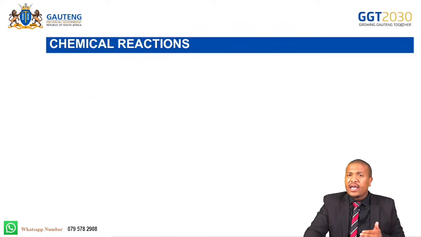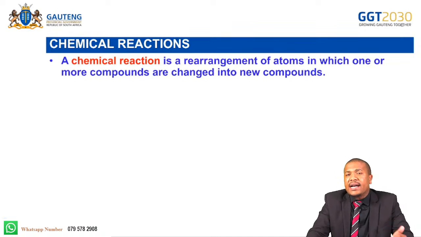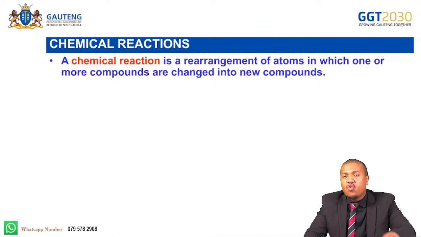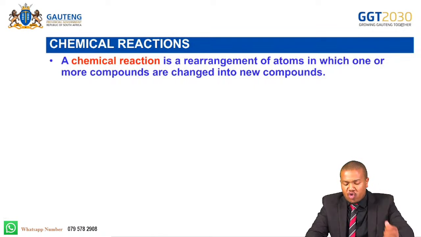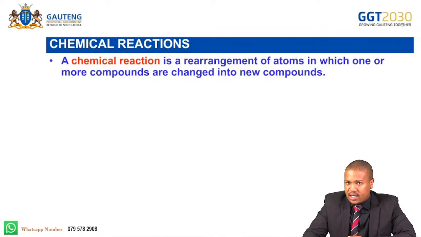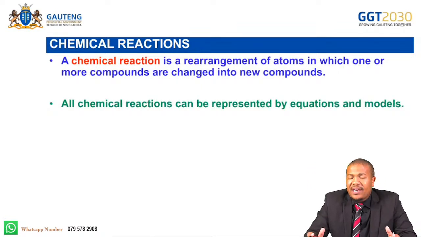Now, in my own definition, a chemical reaction is a rearrangement of atoms in which one or more compounds are changed into new compounds. That's what a chemical reaction is. Now, bear in mind that all chemical reactions can be represented by equations and models.